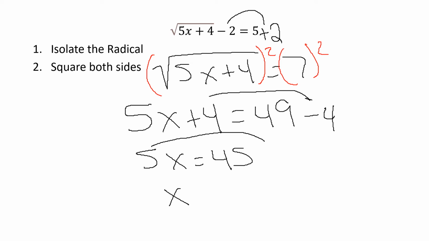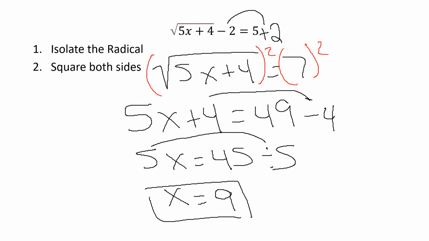Move my 5 over. When I move my 5 over, it becomes division. I don't know why I put a 4 there. Hold on. And then 45 divided by 5 is 9. So we isolate the radical, square both sides, solve for x.